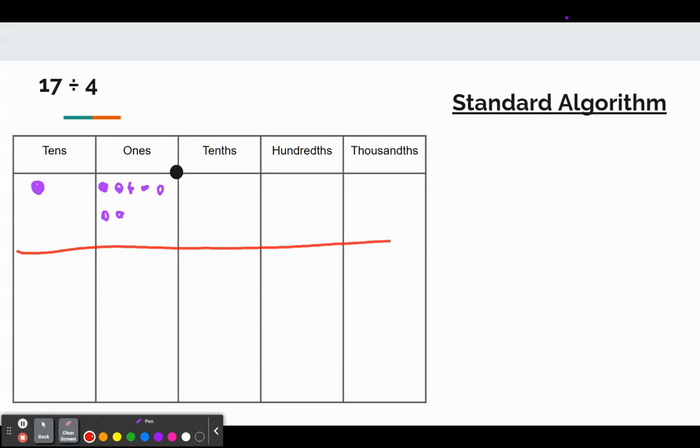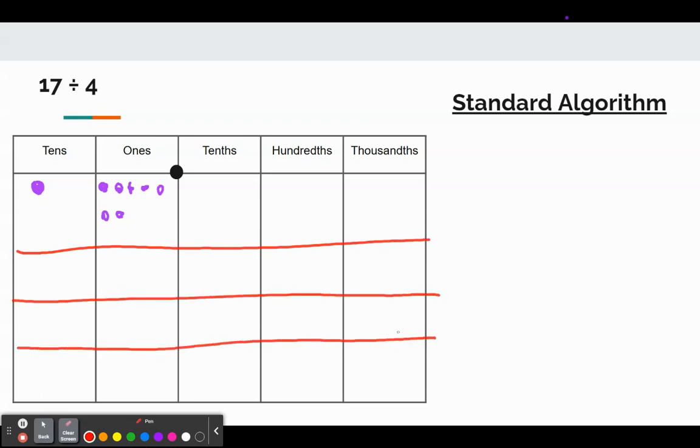So I'm going to put down 1, 2, 3, and then this last group is going to be really small. 1, 2, 3, 4. Okay, so I have 4 groups on my place value chart. With my tens, I don't have enough tens to divide into 4 groups. So I'm going to take this ten and change it into ones. That's going to give me 10 ones.